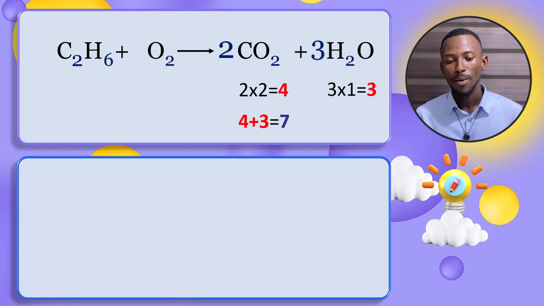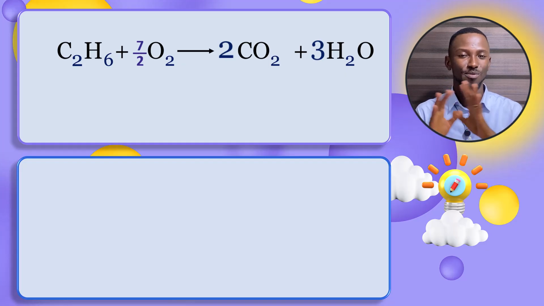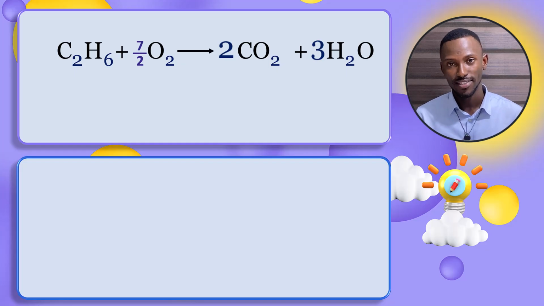What do we do? Pick that value, which is the 7, divide it by 2 and place it behind the oxygen of the reactant. In fact, you are done balancing this chemical reaction. So these are the few steps you can use to balance the chemical reaction.